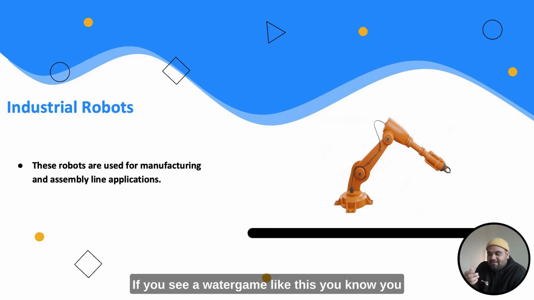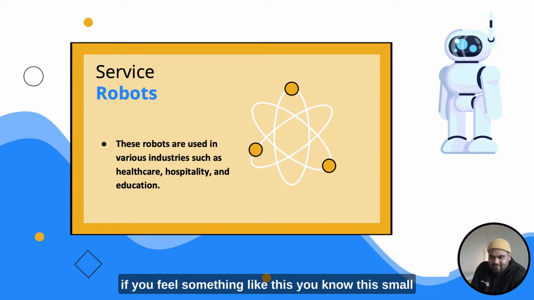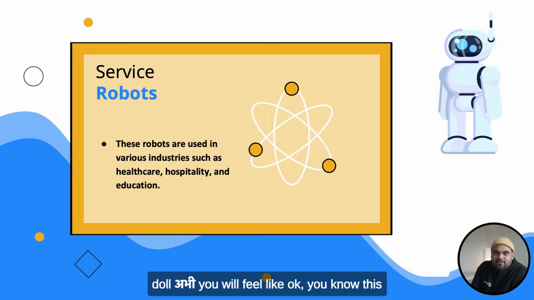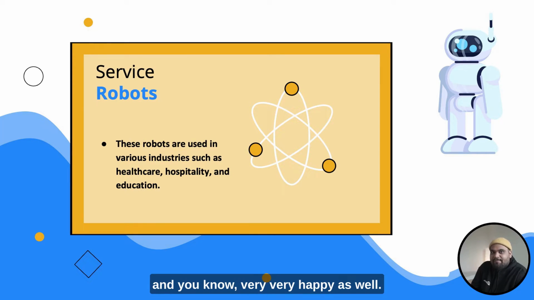If you see a robotic arm like this, you would feel very awkward, even scared. But if you see something like this small doll, you feel that this is harmless and I can be around it. That's the whole idea. You need to make sure the robots are friendly enough that people feel comfortable, feel good about it, and feel that these are really good robots that communicate really well. So all the service-based robots are designed to look very familiar, easygoing, not so pressurizing, and very happy as well.